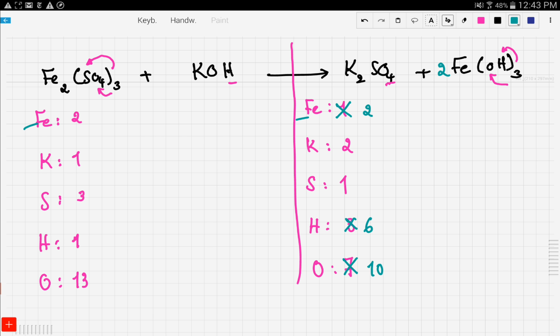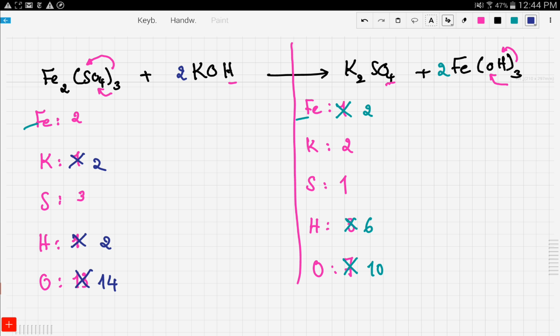Now let's move on to potassium. Well, potassium here is 1, here is 2, so we multiply this side by 2. So let's see how that changes everything. Now potassium becomes a 2, oxygen becomes, let's see, so 2 here, 12 here, so oxygen becomes 14. Now 2 hydrogens, and let's see, so now the irons are balanced. Now the potassiums are balanced.